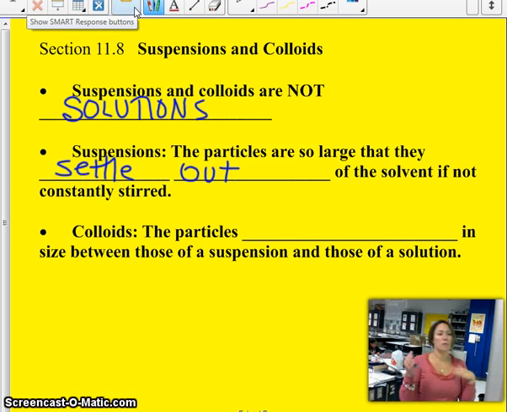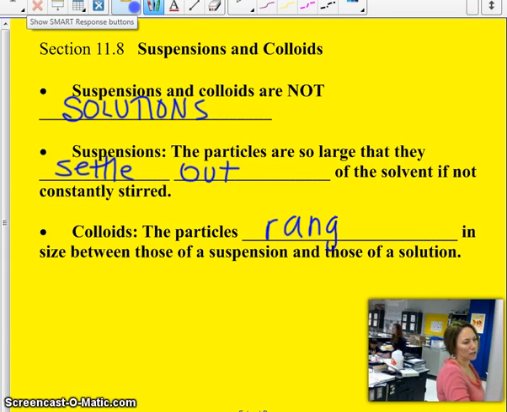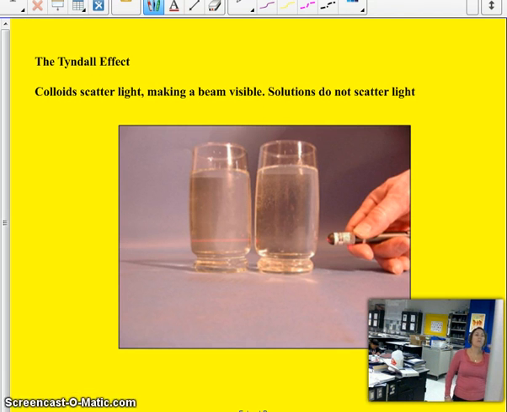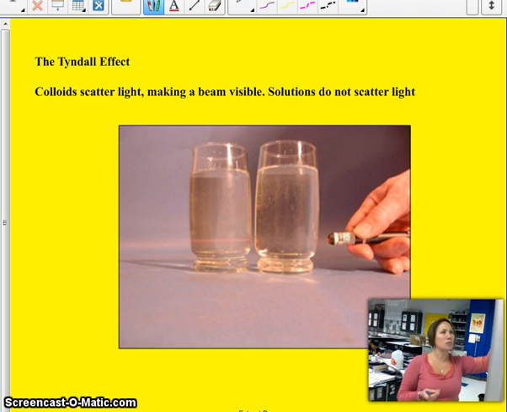So in a colloid, the particles range in size between those of a suspension and those of a solution, okay? One of the ways we can distinguish is by the Tyndall effect. If you have a colloid, the particles are big enough that they scatter light. If you have a solution, the particles are too small and they don't scatter light. You can shine a light through a solution and the light passes right through, but in a colloid, the light is scattered. That's the big difference, okay?